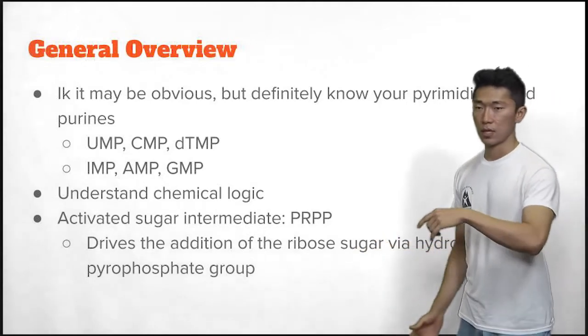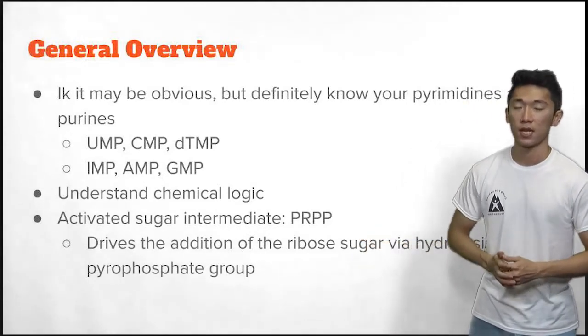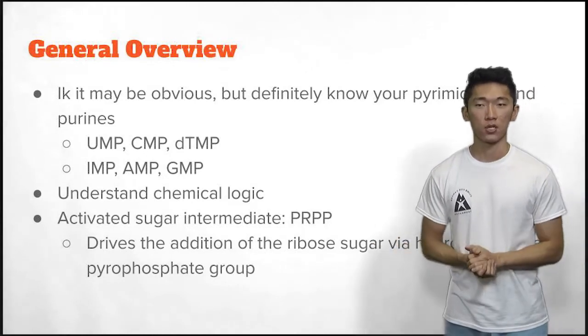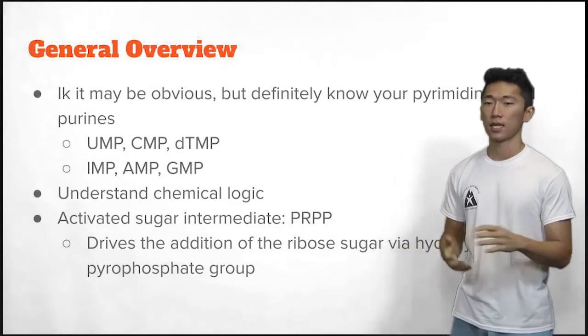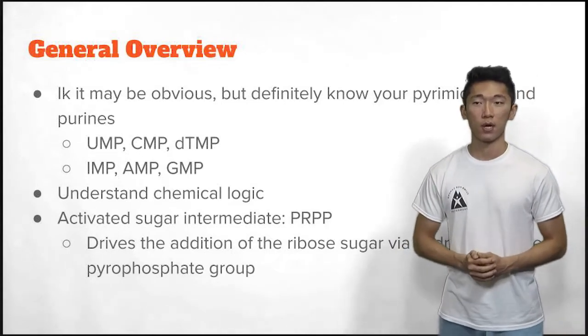Another small note lastly, the activated sugar intermediate, phosphoribosyl pyrophosphate, is just how the ribose sugar is added on to the nucleotide. Nothing too crazy there. So without further ado, we'll get into pyrimidine biosynthesis.